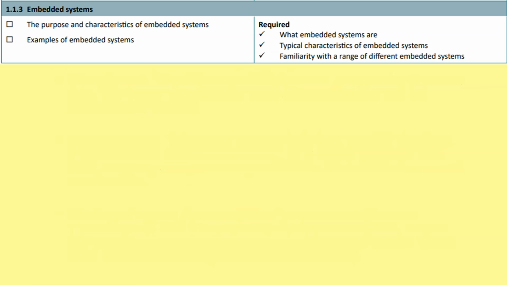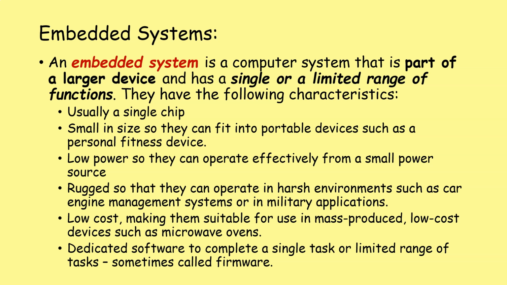That was a short unit. Moving on to 1.1.3, Embedded Systems. An embedded system is a computer system that is part of a larger device and has a single or limited range of functions. Embedded systems usually have the following characteristics. Usually on a single chip. Small in size so they can fit into portable devices.